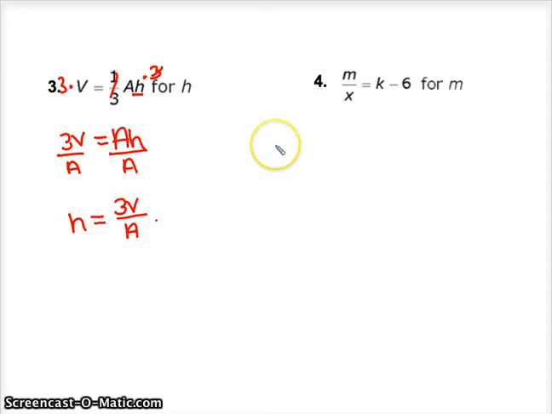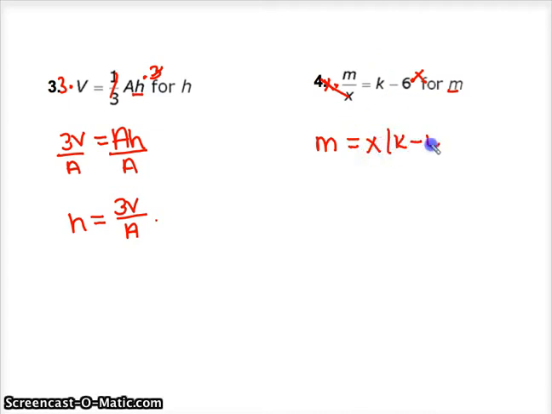Alright, question number 4. We are solving for m. We don't need to make this too complicated. Let's look at my equation. It's m divided by x equals k minus 6. I can do this problem in one step. I just need to undo the operation going on with the m. So since m is being divided by x, I'm going to multiply both sides by x. In doing so, my x's will cancel. I'm left with m equals x times k minus 6.